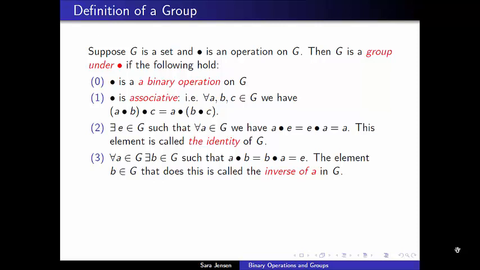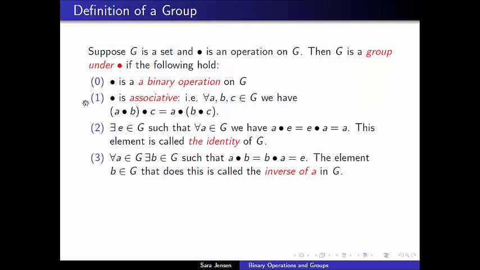So let's dive in. Throughout this definition, G is going to be a set, and dot is an operation of G. We're going to say that G is a group under dot if the following 4 properties hold. Our first 2 properties are properties of the operation dot. The first one, which I've labeled 0, which we'll talk about in a moment, is, you guessed it, that dot operation needs to be a binary operation on the group.